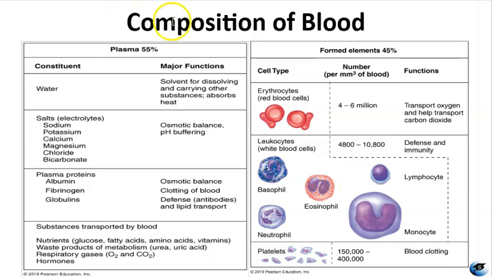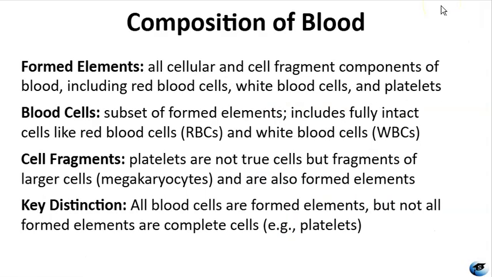In addition to the composition and the different constituents, make sure that you understand the major functions of plasma and formed elements in blood. The formed elements is the name that's given to all of the cellular and cell fragment components of blood. That means red blood cells, white blood cells, platelets, they're all part of formed elements. Within the formed elements, we identify subsets called blood cells. Blood cells have to be fully intact, complete cells, right? Red blood cells and white blood cells each have a membrane, a cytoplasm, and at least in the case of white blood cells, a nucleus.